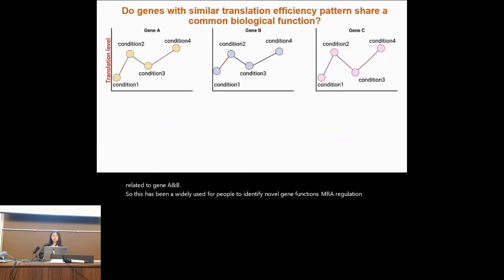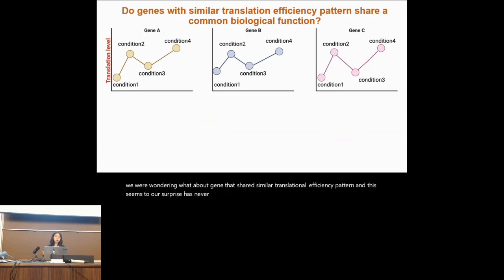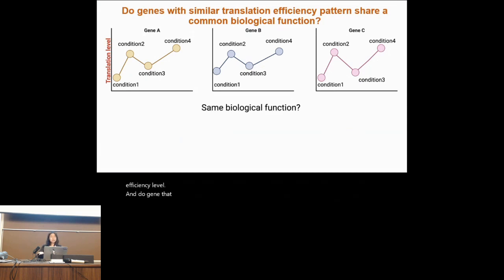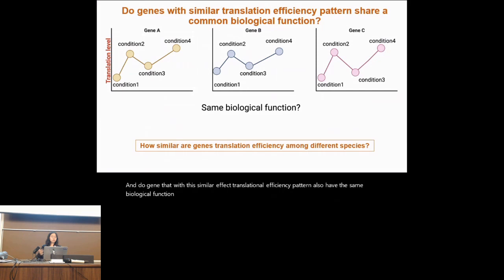But we were wondering, what about genes that share a similar translational efficiency pattern? To our surprise, this has never been explored before. One of the key reasons may be that we lack enough data sources to really capture the expression pattern at the translational efficiency level. Do genes with a similar translational efficiency pattern also have the same biological function? And are genes with similar translational efficiency conserved between different species? These are the questions that I would like to answer with my project.